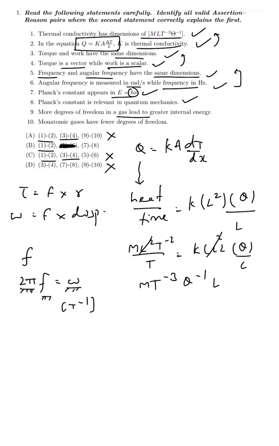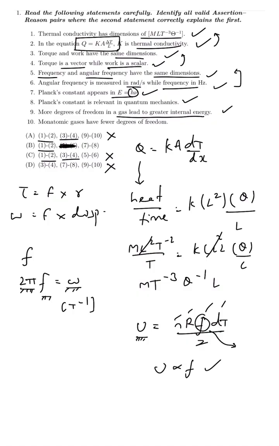More degrees of freedom in a gas lead to greater internal energy. U is nothing but nRfT by 2. Remember, it has n R f T by 2. So this is nothing but internal energy, and f here is the degree of freedom. We'll be studying about this in the chapter heat, right? f is degree of freedom. So more degrees of freedom, more internal energy, because U is directly proportional to f.